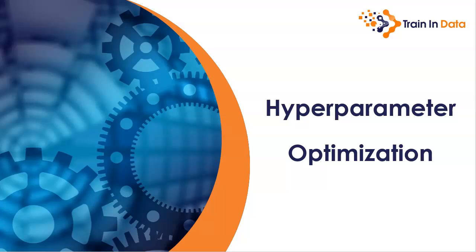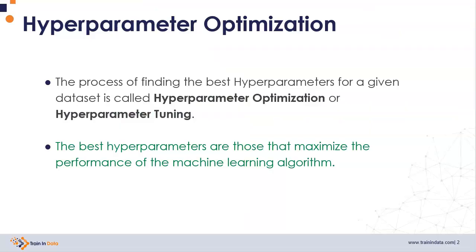Welcome back. In the next couple of sections, we're going to jump into the different hyperparameter optimization methods that we can use. But before we do so, I wanted to recap on the things that we need to consider when we choose these methods. We said that the process of finding the best hyperparameters for a given dataset is called hyperparameter optimization or hyperparameter tuning.